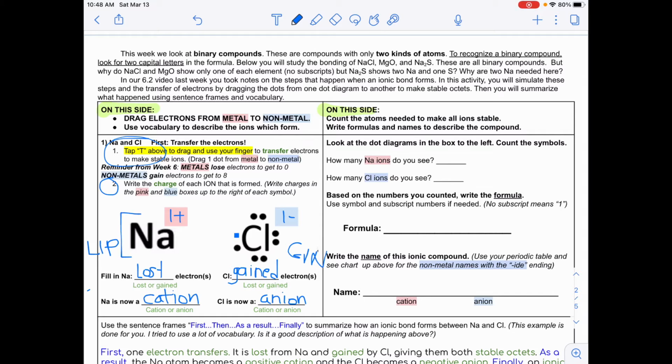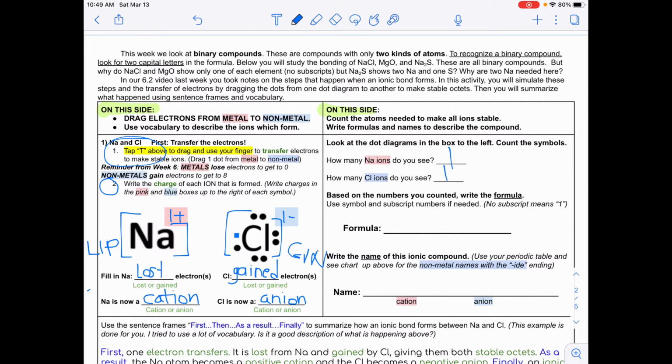So we might show it with a bracket. That's one Na ion, and there's one Cl ion here too. So it's a 1-to-1 ratio, we might say. It takes one of each to make them both happy. Based on the numbers you counted, write the formula. Use symbols and subscript numbers if needed, and no subscript means 1.